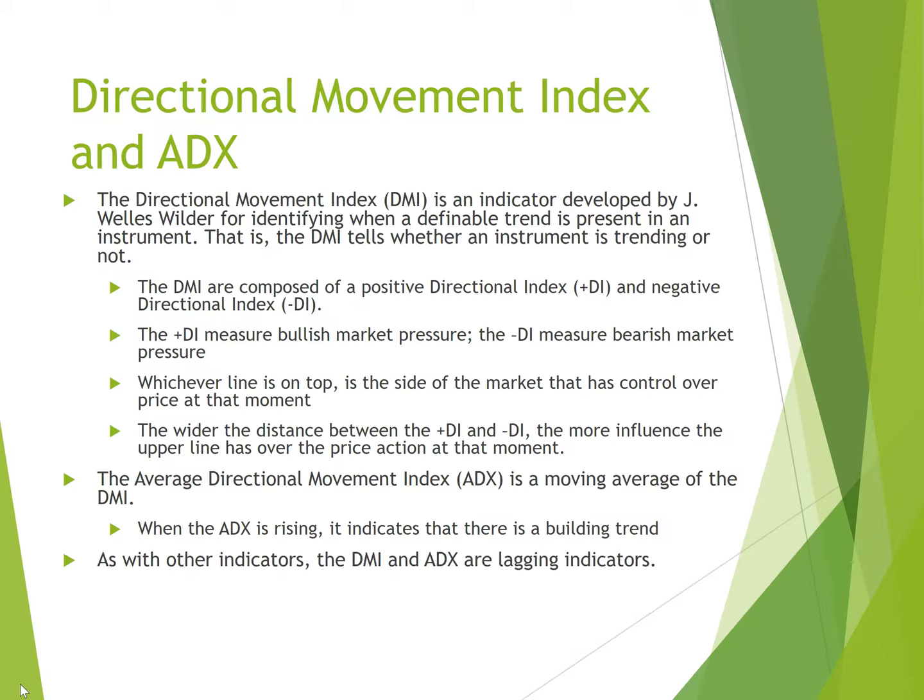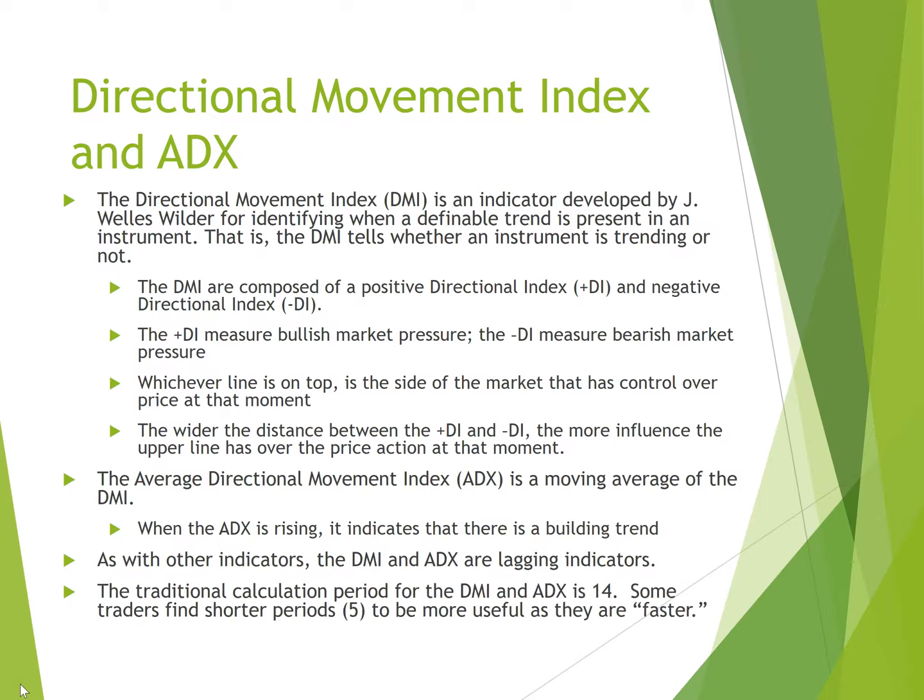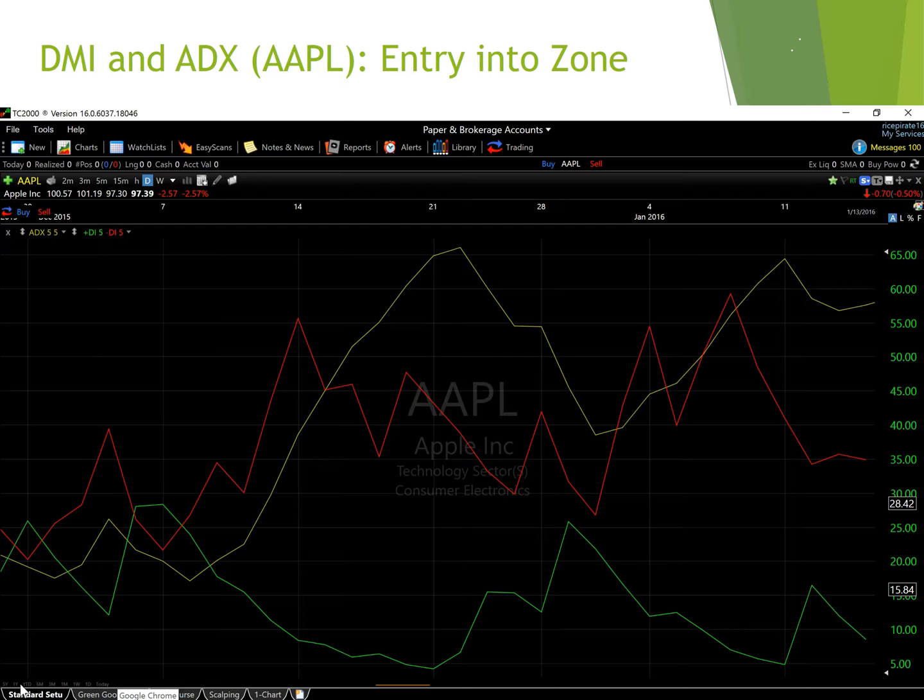But also, as with all other indicators, the DMI and the ADX are lagging indicators, so you can get a little time lag between when you might see price movement in a different way than what the ADX is indicating. The traditional calculation period for DMI and ADX is 14, although some traders, myself included, find shorter periods of 5 to be much more useful as they're much faster. Okay, so I've gone through this with my coach, and we've determined that the 5 period is a very nice number to use when looking at our systems.